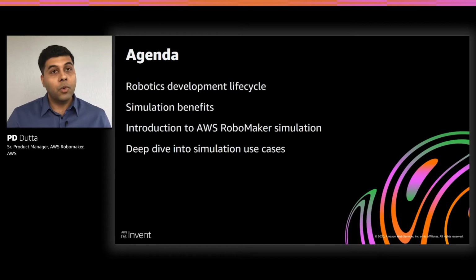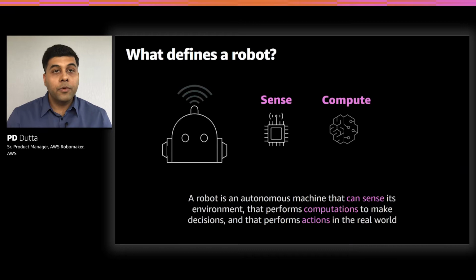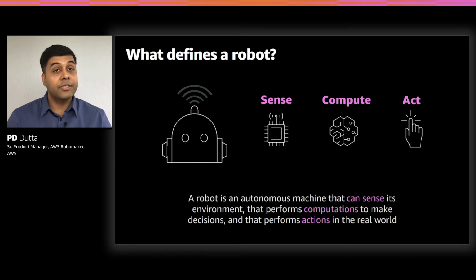So let's start with what's a robot. When I say a robot, some of you might be thinking about a humanoid robot, some of you might be thinking about a vacuum cleaner like the Roomba, and some of you might be thinking about robotic arms. We take a very broad view of what defines a robot. For us, a robot is any autonomous machine that is capable of sensing the environment, that can perform computations, make decisions, and then ultimately take an action in the real world.